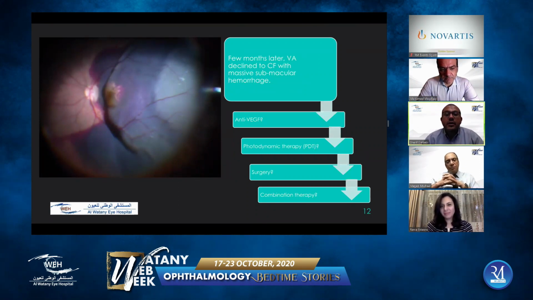This is massive submacular hemorrhage. I would like to have an OCT of this patient, see how it looks like. You have one? I'm sorry, I don't actually.